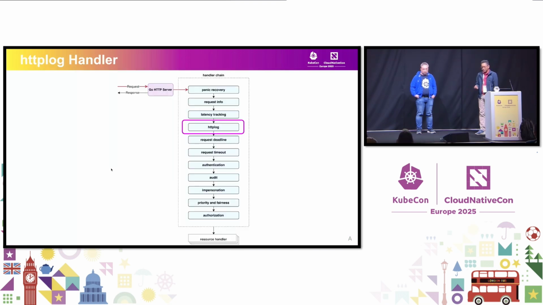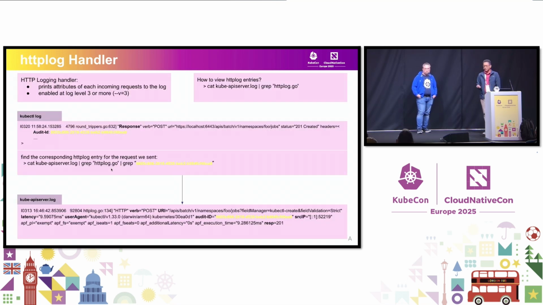Next is the HTTP log handler. It prints attributes of all the incoming requests. It's only available if you run the API server at log level 3 or more. But the interesting thing is, if you look at the kubectl log, it prints the audit ID, which represents the request. And if we take the audit ID and grep for it in the API server log, we can find a matching HTTP log entry, which shows the request path and also the status code that it returned and how much time it took to execute. So this also can be a tool that can aid in cluster debugging.